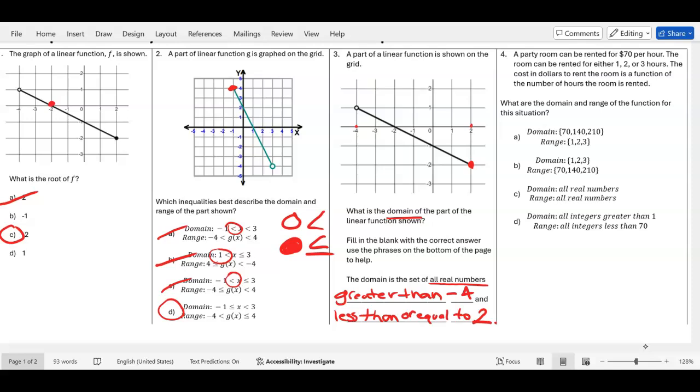Okay? Now look, there's a few things we know. This party room is $70 per hour, and you can only rent it for 1, 2, and 3 hours. So when they ask you what's the domain, do y'all think the domain is the 1, 2, 3 hours in time, or do you think the domain is the money times 70? Which one do you think is domain, x values, time or money?